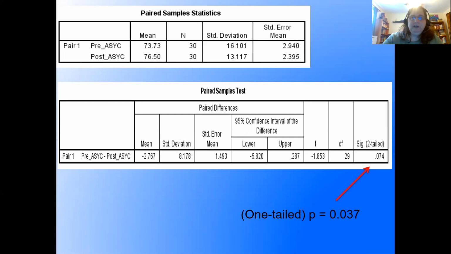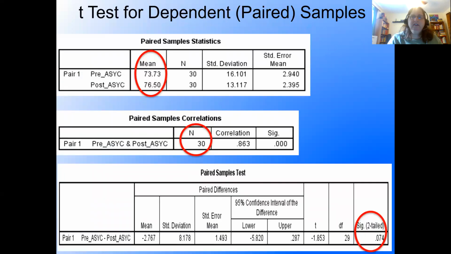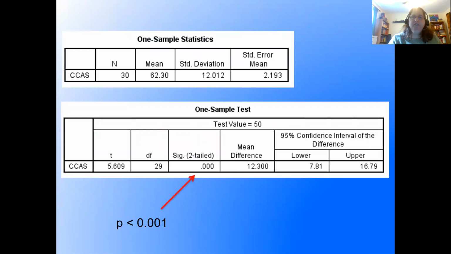Okay. All right. Now you might be wondering, okay, so back to our one sample t-test, when we had that 0.000 that we're reporting as p less than 0.001, what if that was one-tailed? What do I do then? You still report it as p less than 0.001. That's good for two-tailed or one-tailed when you have that 0.000 sitting there.